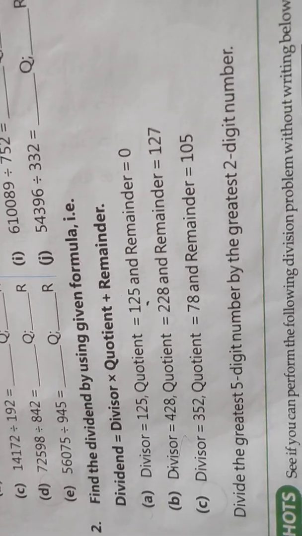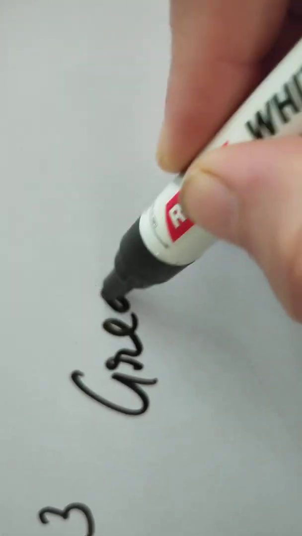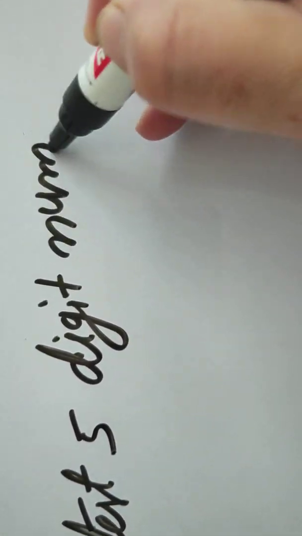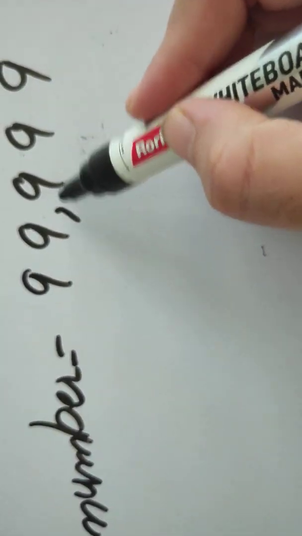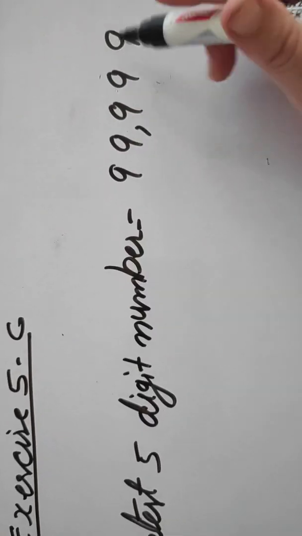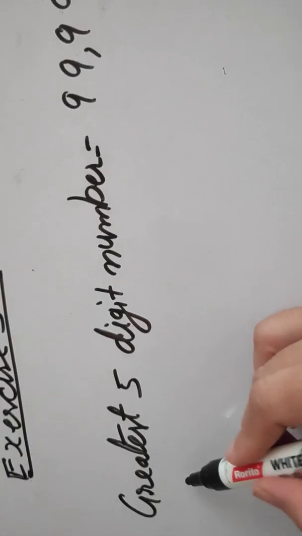It is very easy. Greatest 5-digit number means, it is question 3. What is the greatest 5-digit number? You can write here: greatest 5-digit number. It is 5 times 9. 1, 2, 3, 4, 5. You will insert a comma and now you can read it: 99,999. So the greatest 5-digit number is 99,999, and we have to divide it by the greatest 2-digit number.